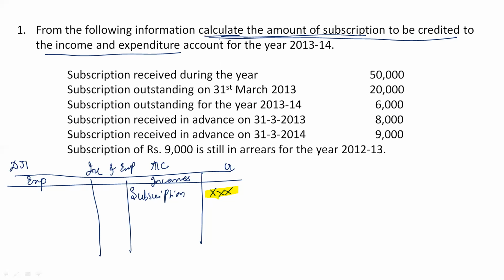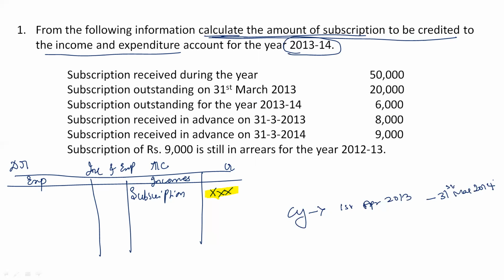They have asked us to calculate amount of subscription. First they are telling subscription received during the year. So during the year in the sense current year, right? We'll do one thing. They are telling the income and expenditure account is prepared for the year 2013-14. So our current year will be from 1st April 2013 and it will end at 31st March 2014.